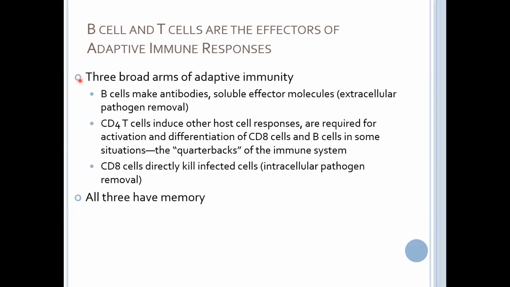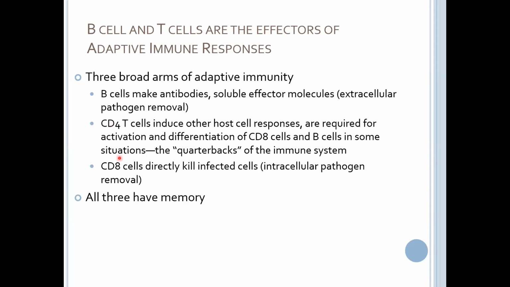So there are really three broad arms of adaptive immunity. You've got B cells that make antibodies, and antibodies themselves are soluble effector molecules. And so this can remove extracellular pathogens. It can remove pathogens that will eventually be intracellular, but can only remove them in their extracellular phase.